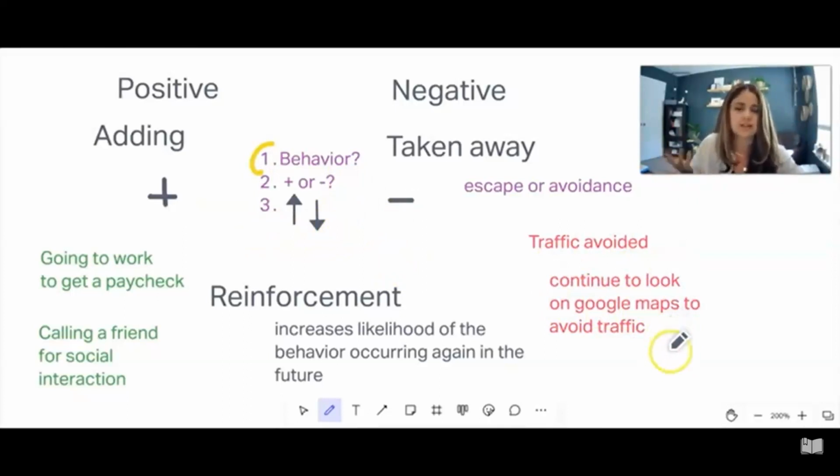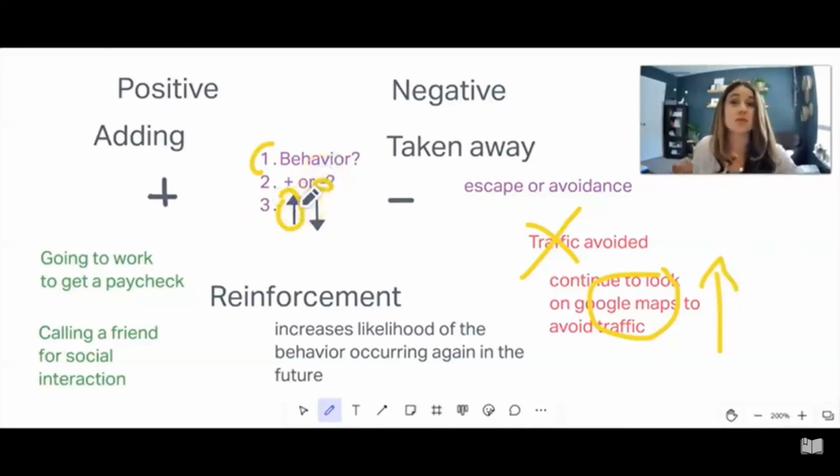Was something added or taken away? Well, we already have the behavior, so this piece is accounted for. Now, what was the stimulus that was removed? Traffic was avoided altogether. So it was removed. So we have the negative piece. And then did we continue to do the behavior in the future? Yes. We continued to search on Google Maps. So we have our reinforcement identified. So we have our negative reinforcement. That's going to be a great way to break these down when you get a test question or if you're trying to apply this to real life.